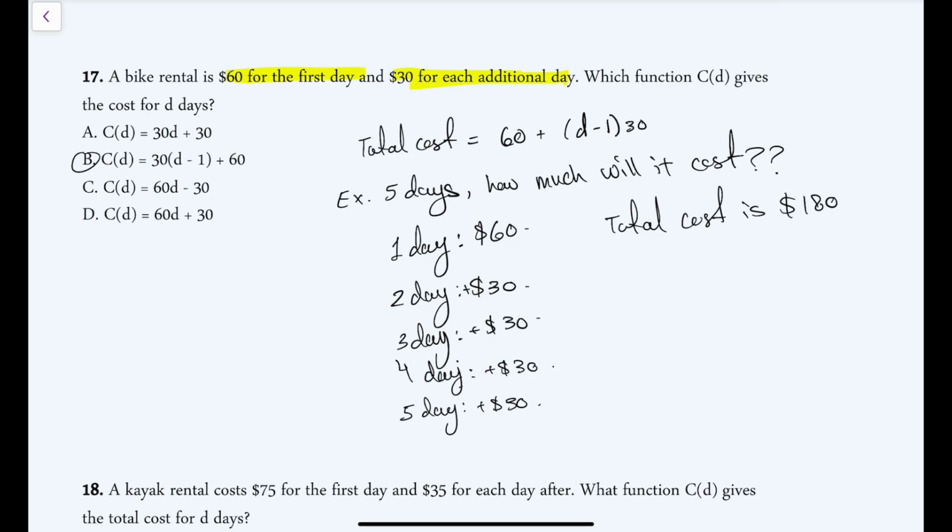Now let's see how we could have calculated that using our equation. So the total cost would have equaled the $60 for the first day, plus, notice how many times we added 30. We said 4 times because we did the number of days, which is 5, minus 1, so 4 remaining additional days multiplied by the rate, which is $30, and you end up with $180 for the total cost.